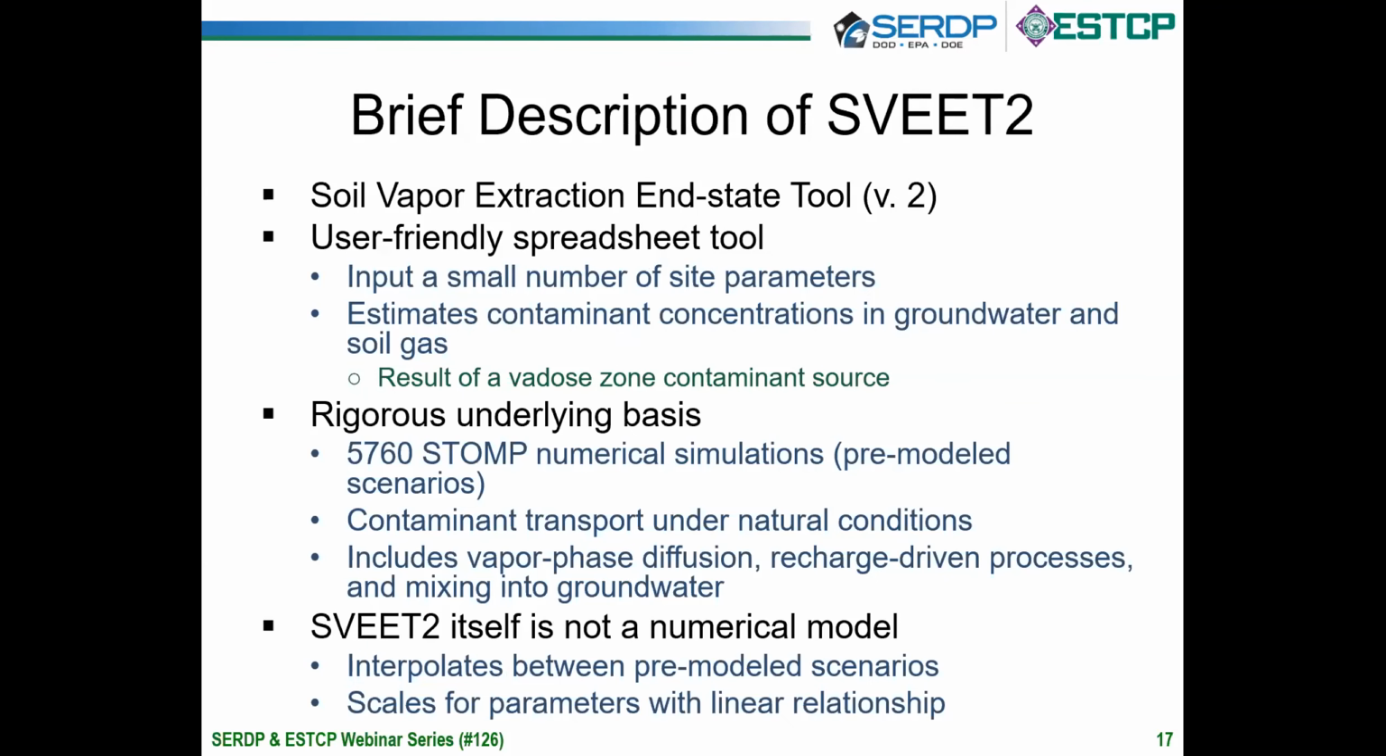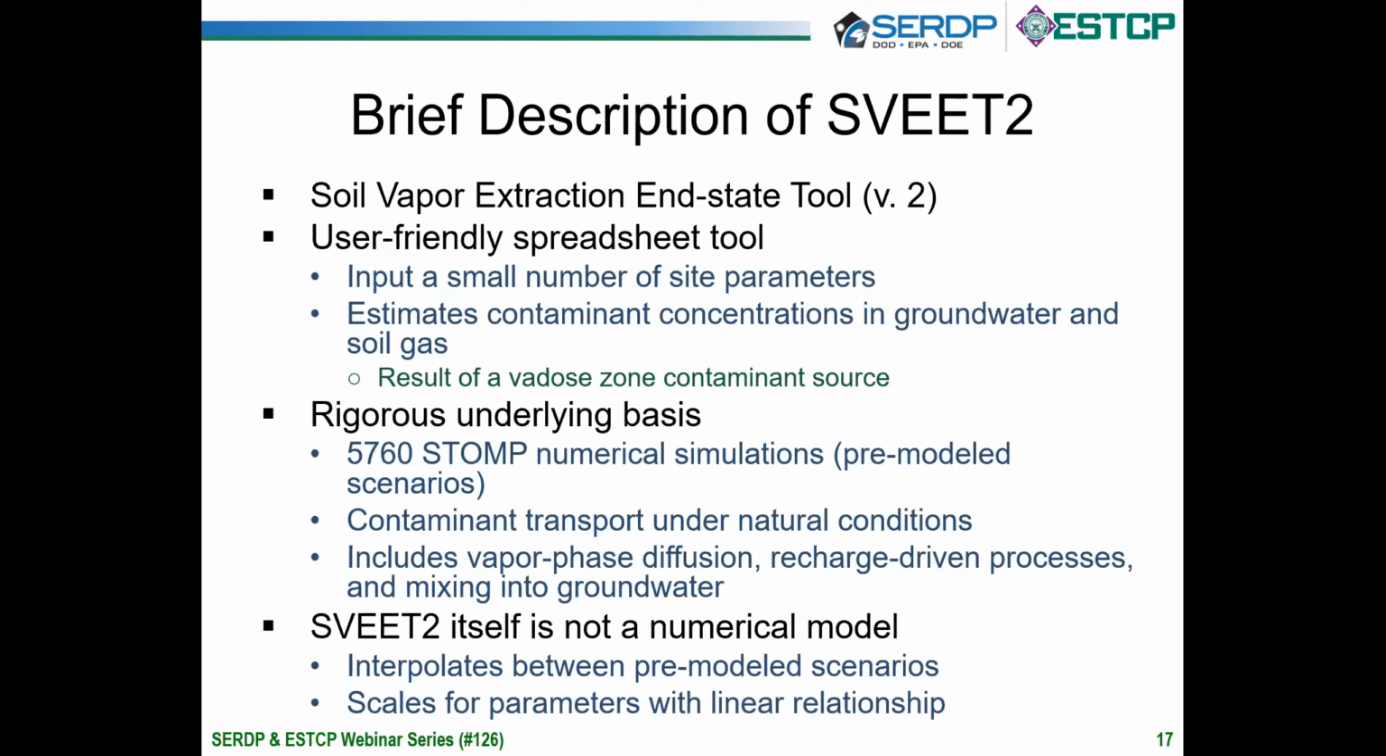SVE is the soil vapor extraction end state tool, and SVE 2 is version 2. This is a user-friendly spreadsheet tool. It takes a small number of input parameters to describe a site and estimates contaminant concentrations in groundwater and soil gas that result from a vadose contaminant source.